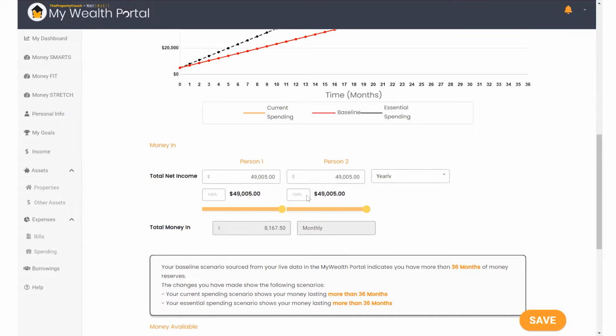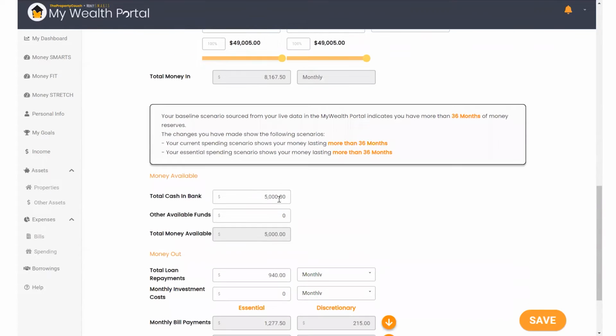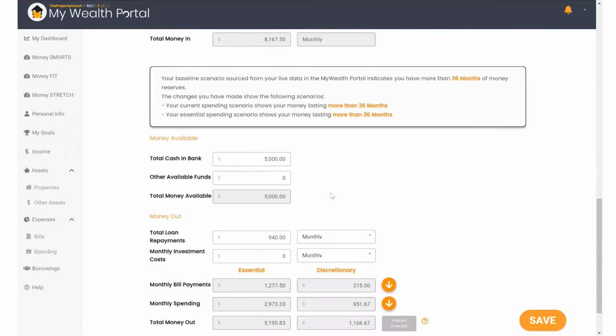And so we have those figures here. So we can see the monthly money in net is $8,167.50. Now, what we've also got here is a little interactive awareness tool that shows us, as I start playing around with these dials, just how long our money is going to last us. But we haven't finished in terms of showing you the money available.